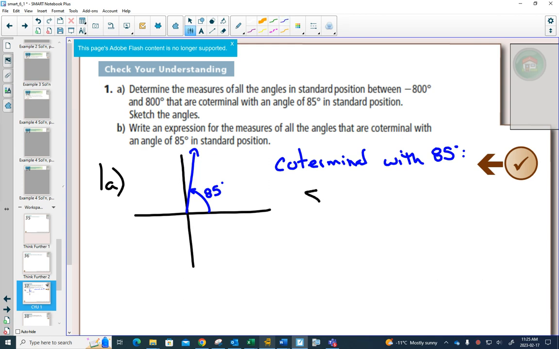Well, obviously, you could write 85 degrees. 85 degrees ends in the same place as 85 degrees. But I could also go all the way around and end in the same spot. Does it make sense that I could just add 360 to the 85 degrees that I had? If I'm pointed in one direction and I spin 360 degrees, I'm going to land pointed at the same direction.